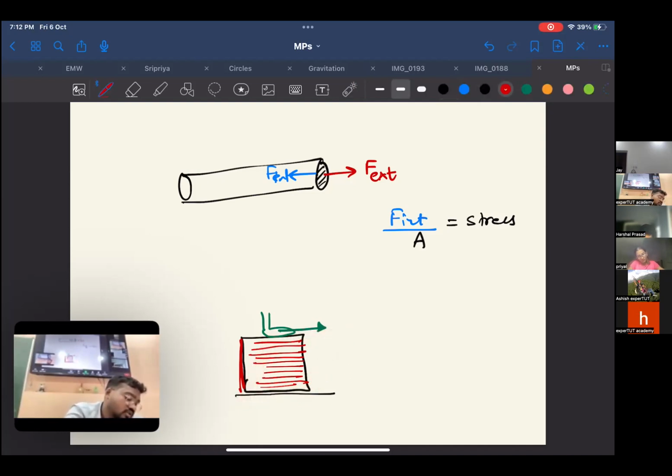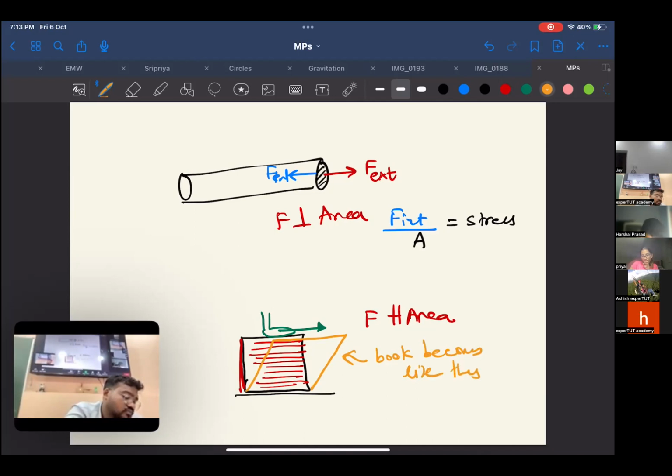Here the force is applied parallel to area, unlike the earlier case where force is applied perpendicular to area. That's why it's called tangential stress. Force is tangent to area. Parallel or tangent, okay. After this, the book becomes like this. Got it, children?